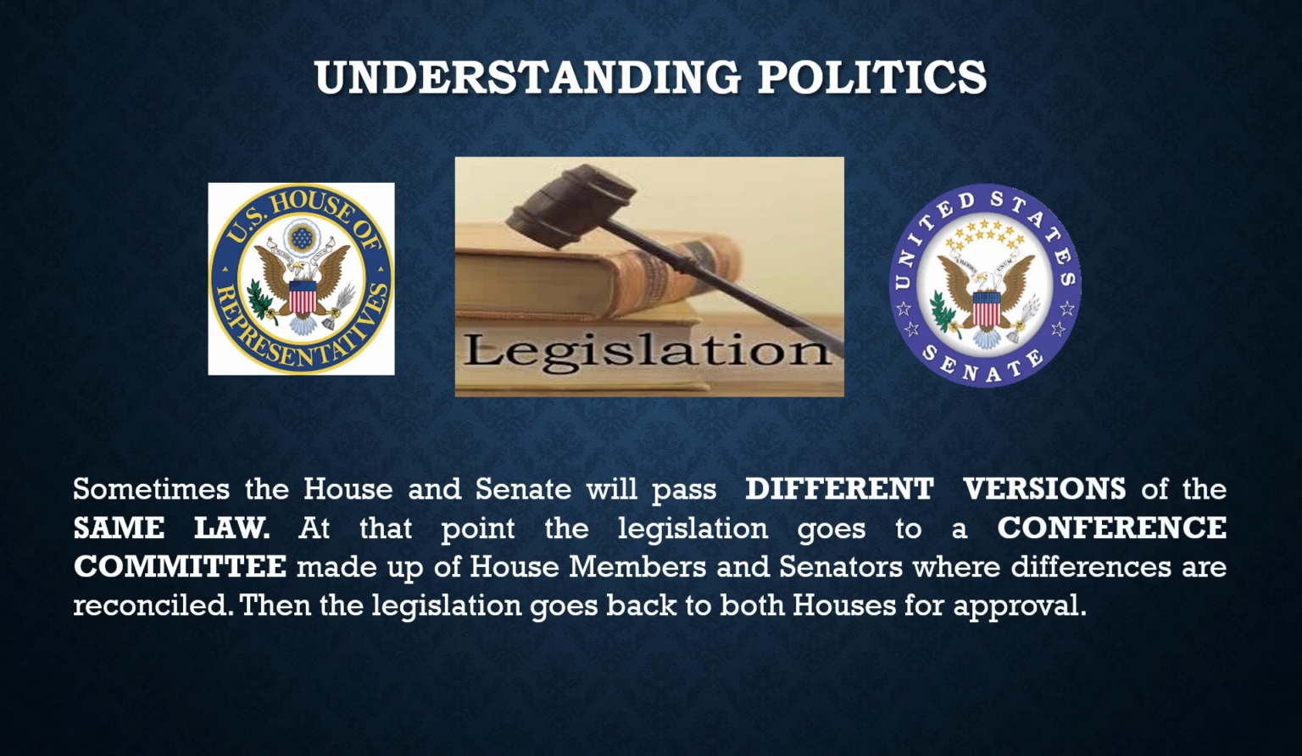Sometimes, the House and Senate will pass different versions of the same law. At that point, the legislation goes to a conference committee made up of House members and senators where differences are reconciled. Then the legislation goes back to both houses for approval.